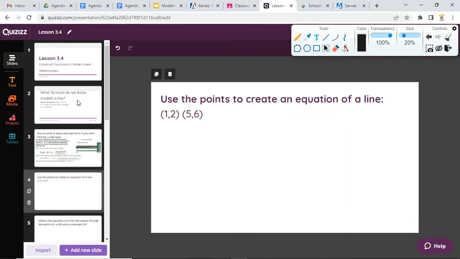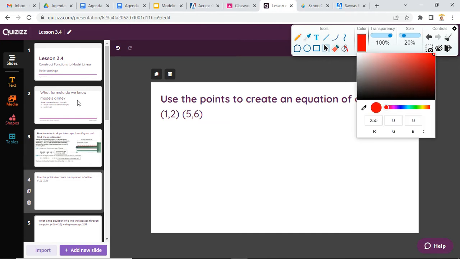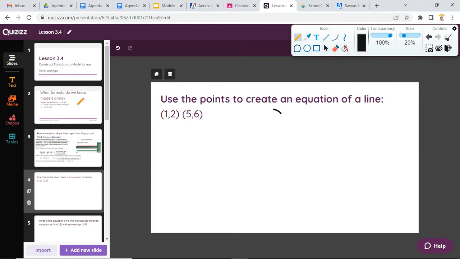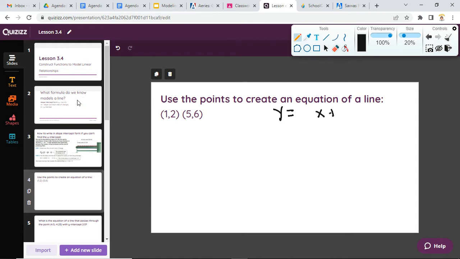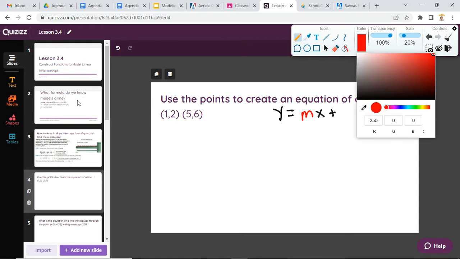All right, let's try some of these on our own. Write the equation of the line through the points (1, 2) and (5, 6). Again, this is to fill in our equation, y is equal to mx plus b.